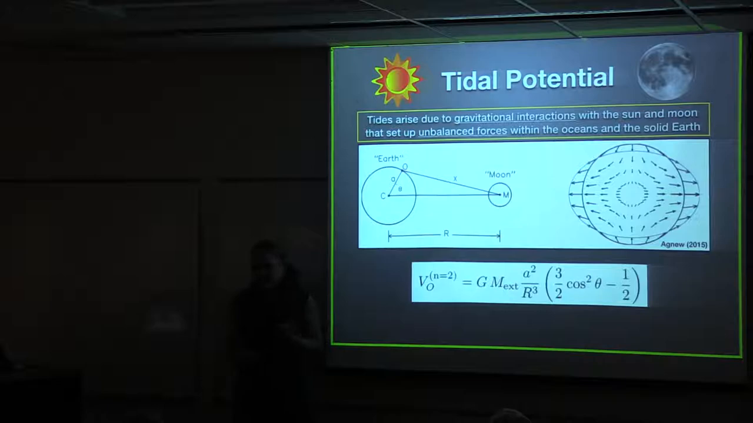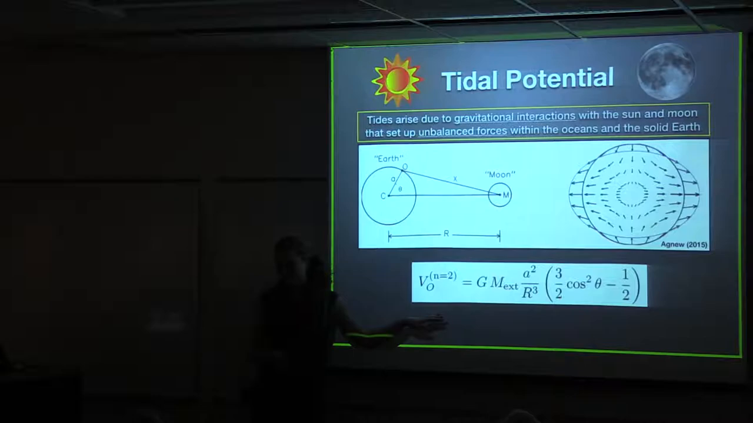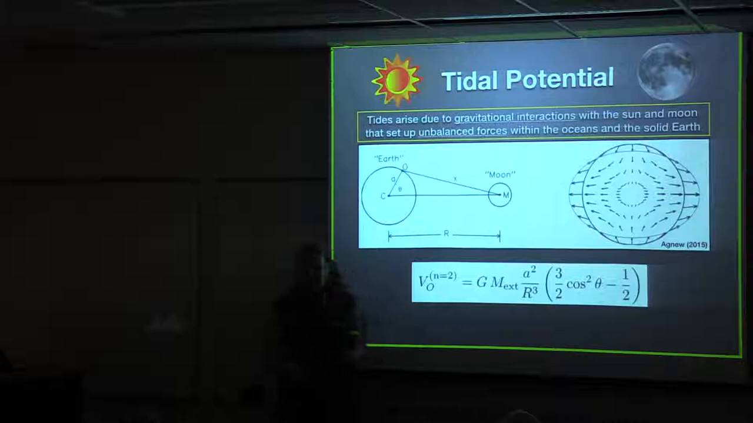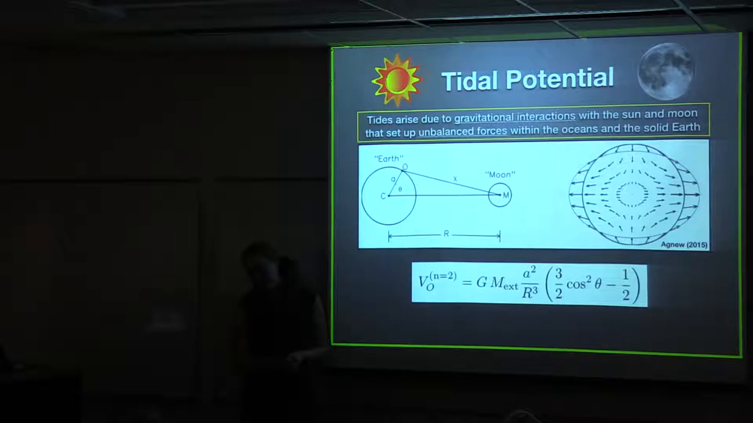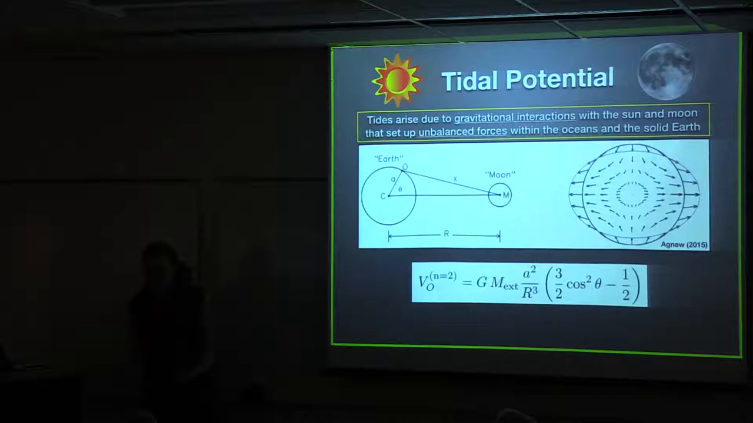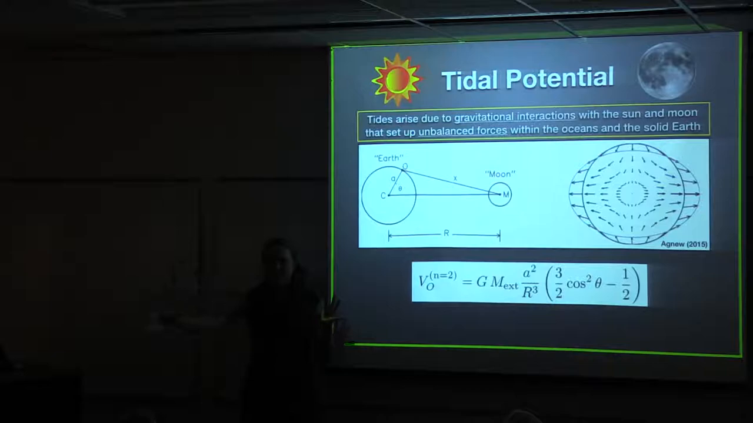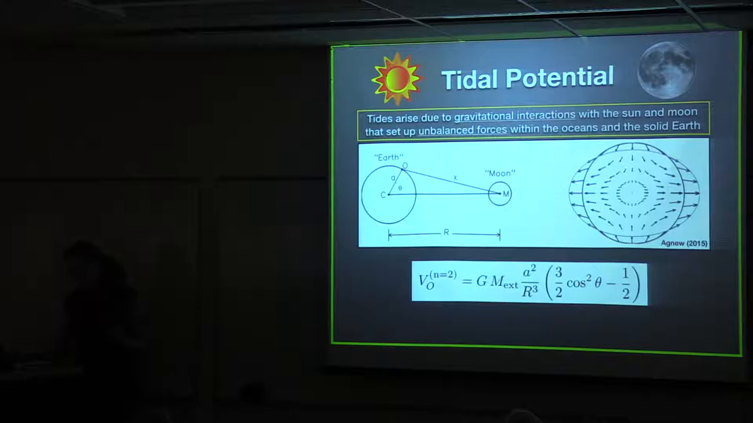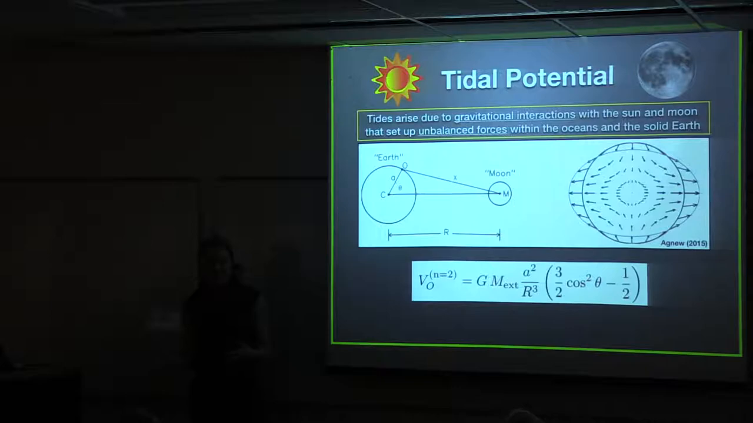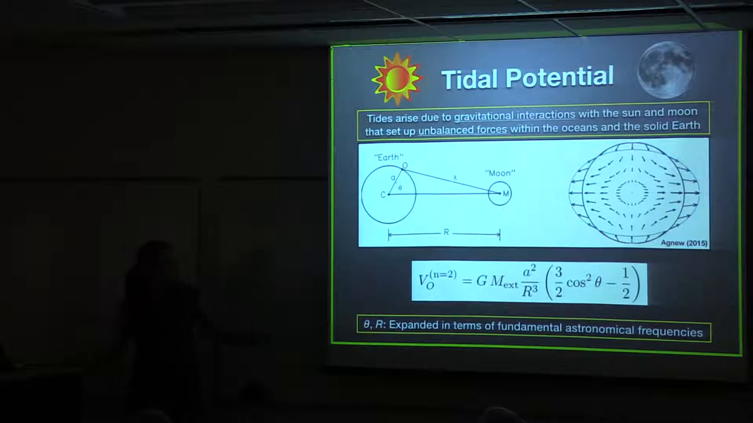It's arbitrary. But this, as written, is not very useful to us because a couple of the parameters in here, R and theta, which have to do with the location of the Moon relative to our observation point, are very complicated functions of the astronomical ephemeris. These are always changing depending on where the Moon is relative to our observation point. But fortunately, we can expand this potential out in the frequency domain in terms of combinations of a small set of fundamental astronomical frequencies. So these theta and r parameters, we're going to expand them out.